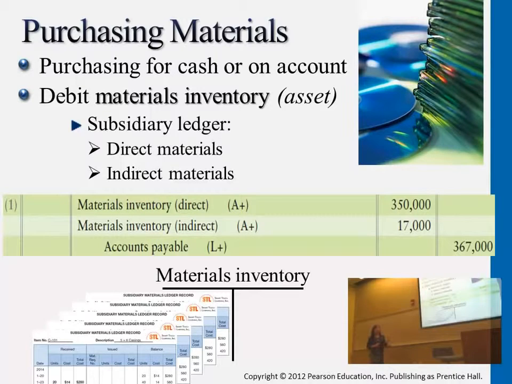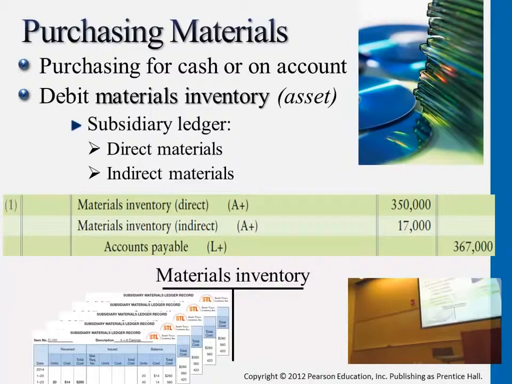Okay, so we debit materials inventory, an increase in an asset account, we credit accounts payable, this is a liability account. Or if we pay directly by cash, it will be credited to cash. Fill in the T accounts here. Materials inventory purchased all together 367, and accounts payable also 367.